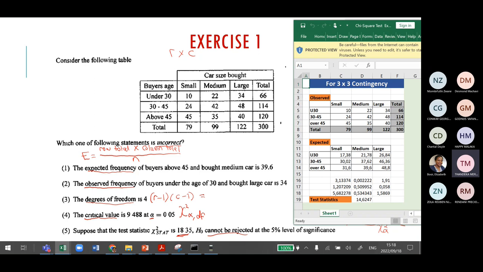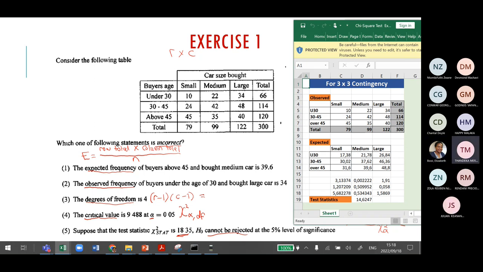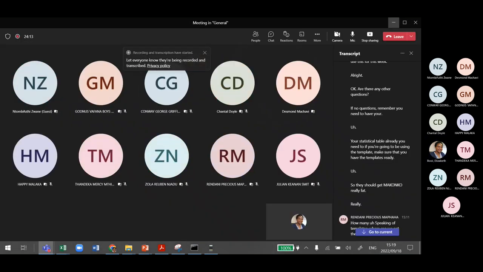Five is an incorrect, Lizzie. Okay, so you are done actually with the question. Yes. Others? Yes, I confirm. 5 is the incorrect answer, so it means you are also done. Okay, so let's look at each and every statement.